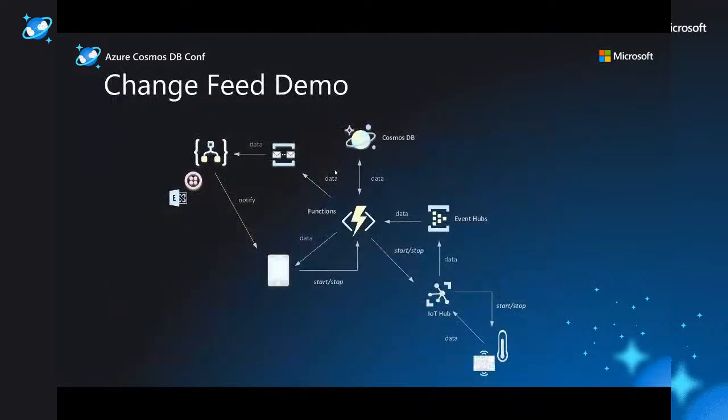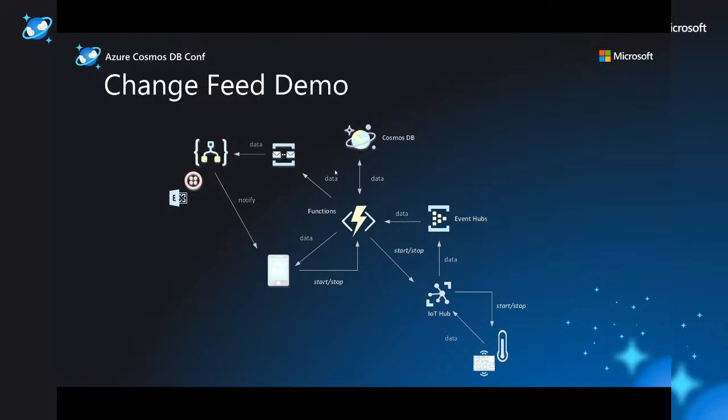So to demonstrate a bit how this change feed capability works, I set up a demo. So imagine you have your house instrumented with all kinds of sensors and devices, and you've registered those with a service called IoT Hub. The data is subsequently streamed through Event Hubs to a function which pushes that data into a Cosmos DB, which is set as an event source.